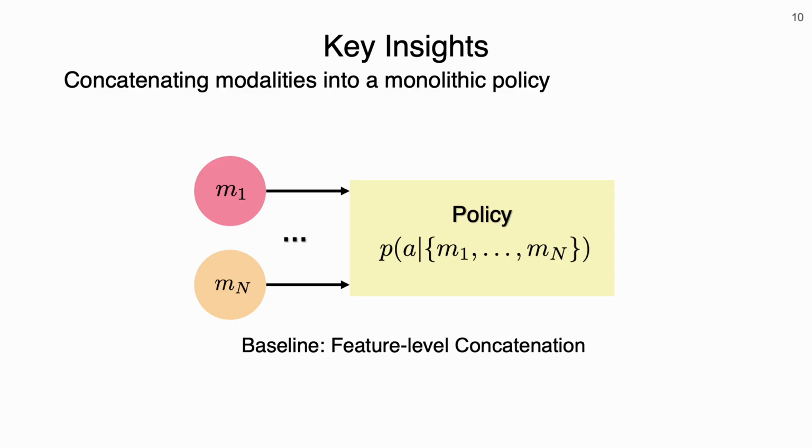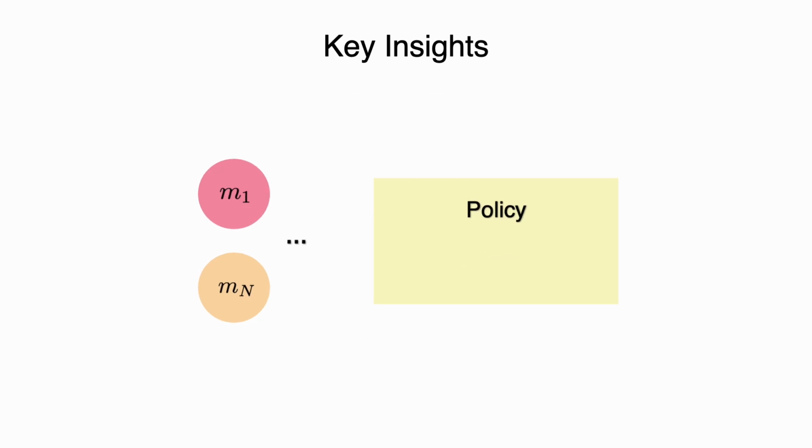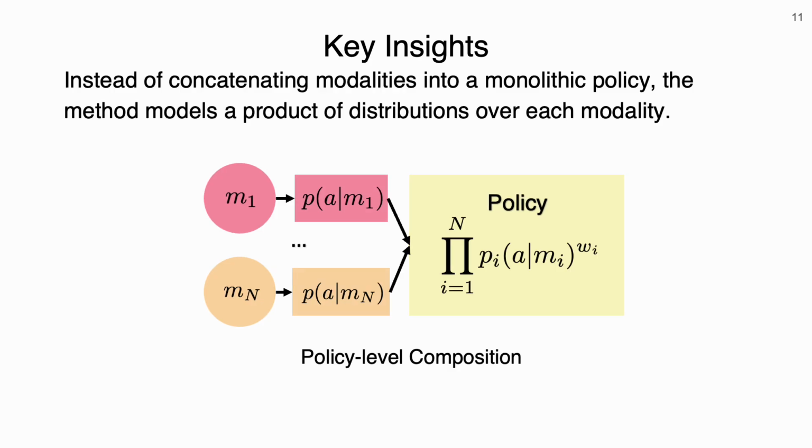The key insight of our work is to avoid blindly concatenating all modalities into one monolithic policy. Instead, we model each modality, such as vision, touch, or audio, with its own expert distribution that captures what that modality knows best. The overall policy is then formed as a product of these expert distributions, allowing the robot to combine information probabilistically rather than by simple fusion.